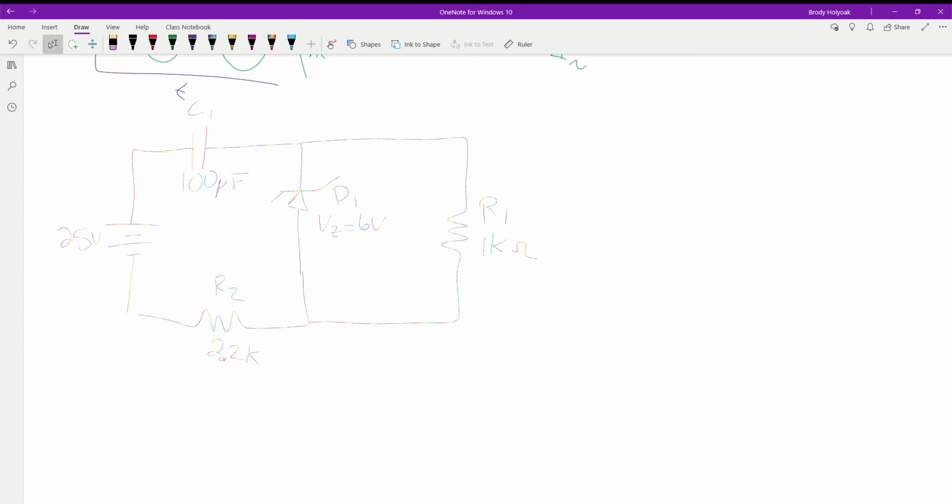So once this capacitor is fully charged, what's going to happen? What are the voltages? 0 across everything except for the capacitor. The capacitor is going to drop all 25 volts. But we want to find out what's going on as this capacitor charges.